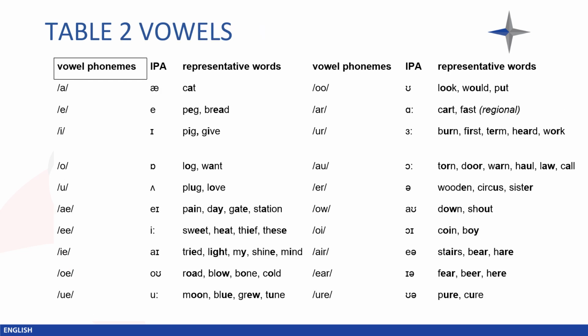This is table 2. It's about vowels. For example, the letter A in cat. It's pronounced cat, not cat. And then the E in peg, for example, but also in bread, even though bread has the letters E and A, right? And for example, sweet has a double E, and that's a long sound. Heat is also a long sound, but it has the letters E and A, and it's pronounced like sweet and heat.